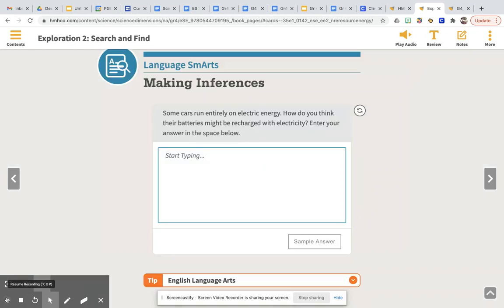Interesting. All right. So our last point of discussion for today is I'm going to ask you guys to make an inference. That's like a hypothesis. You're going to make an educated guess based on the information that you've learned about a hybrid car. It says some cars run entirely on electric energy. How do you think their batteries might be recharged with electricity? We're not going to enter our answer in the space below. We're just going to talk about it. How do you think that works? Take a second to pause and answer that question at this time.